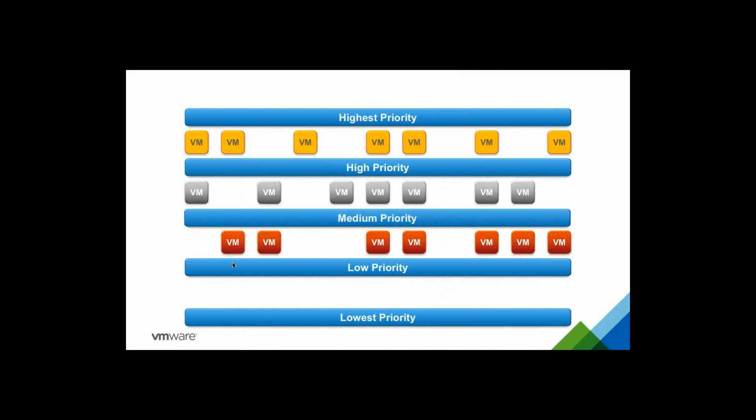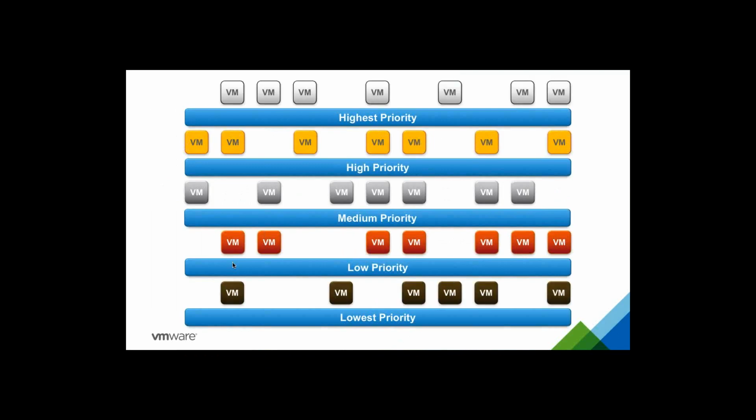In vSphere 6.5, we've introduced two more priority levels, so you'll have a little bit more control on how to group the virtual machines as far as capacity. We simply named these highest priority and lowest priority, and it's configured exactly the same way as in previous versions. It's just that you have two more priority levels available to you.